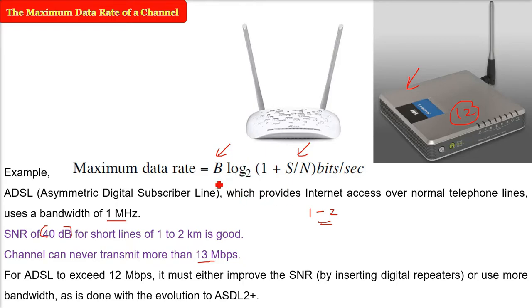So in order to improve, either we have to improve the bandwidth or signal to noise ratio. In order to improve the SNR, we can put certain digital repeaters. Repeaters boost the energy, the signal strength. Or we can use more bandwidth, as we have been doing with a new evolution of this ADSL, that is the ADSL2+.